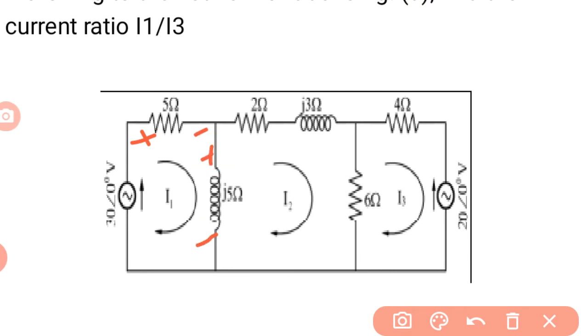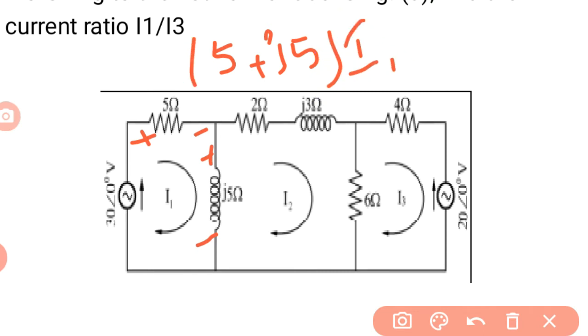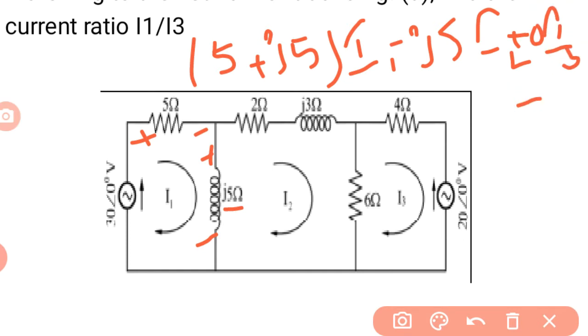The self impedance means 5 ohms plus j5 ohms, that is (5 + j5) into I1. The mutual impedance between loop 1 and loop 2 is only j5, so minus j5 into I2. There is no connection between loop 1 and loop 3, so 0 into I3, is equal to the voltage that is connected, 30 angle 0 degrees. That is the loop 1 equation.